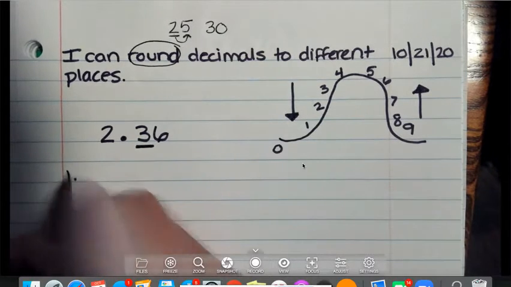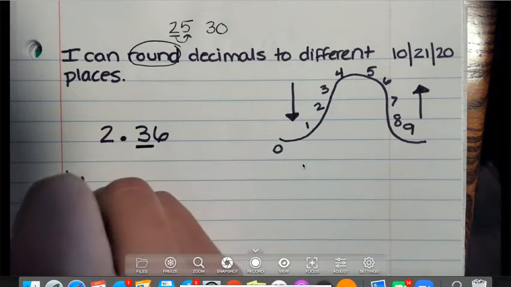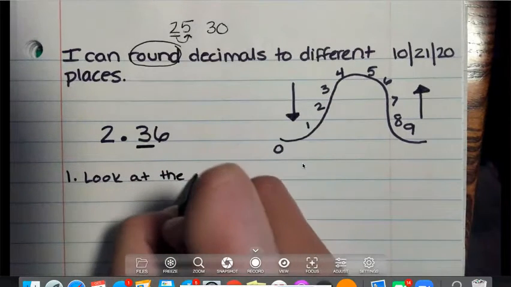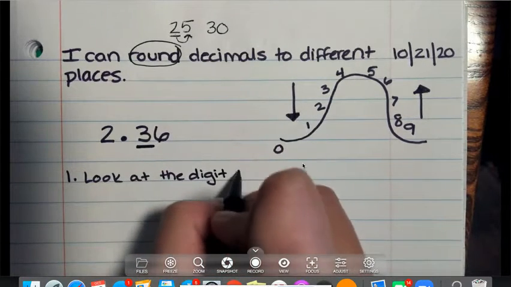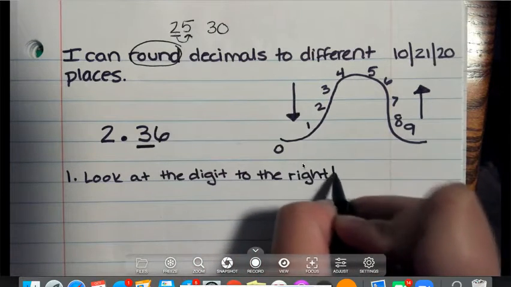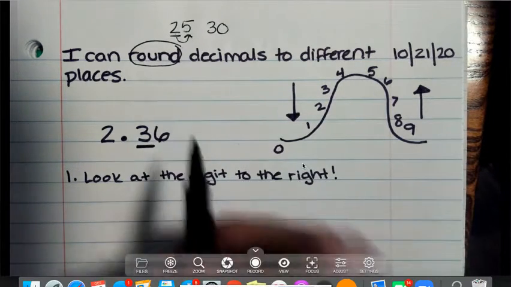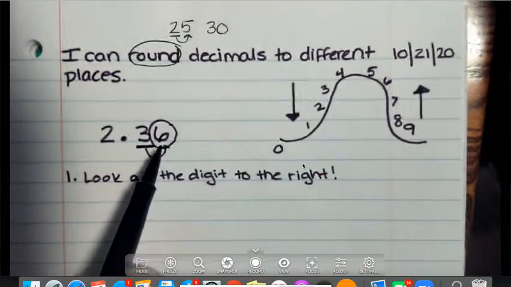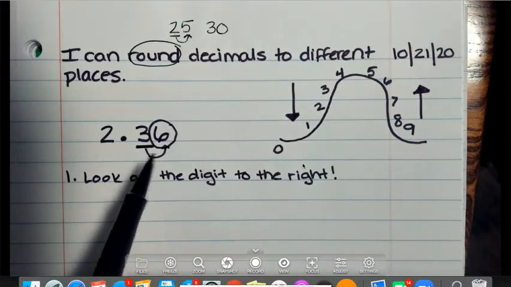Step 1 is to look at the digit to the right. So we're going to look at the digit to the right. I usually circle it because this is really what's going to tell me what I can round to.